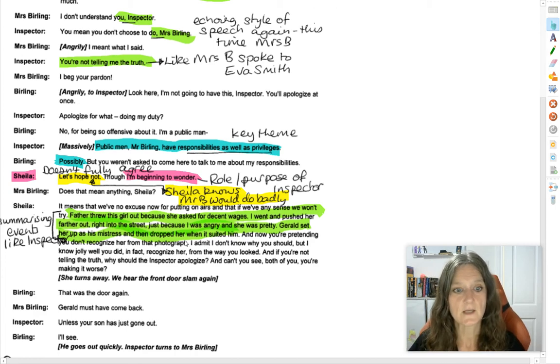Father threw this girl out because she asked for decent wages. I went and pushed her father out right into the street just because I was angry and she was pretty. Gerald set her up as his mistress and then dropped her when it suited him.